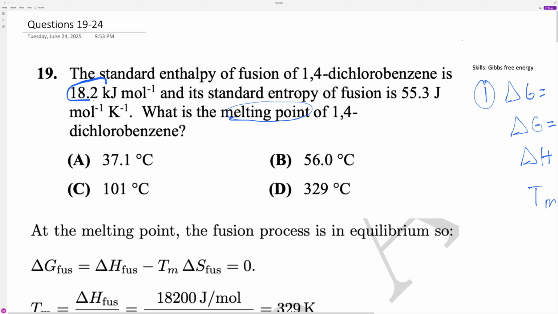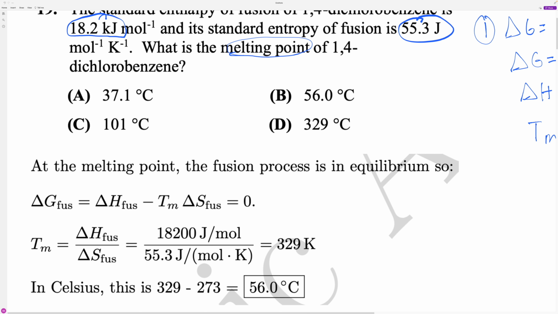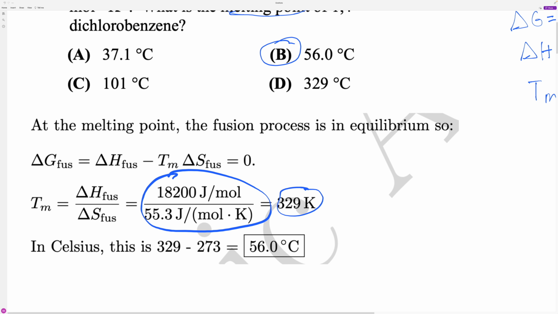We have that the delta H is 18.2 kilojoules per mole, and then we convert that to 18,200 joules per mole. And then we divide by our entropy of fusion, which is 55.3 joules per mole per Kelvin. And doing that computation, which is shown here, we get the value 329 K. And to convert from Kelvin to Celsius, we just subtract 273. So our answer is going to be 56 degrees Celsius.